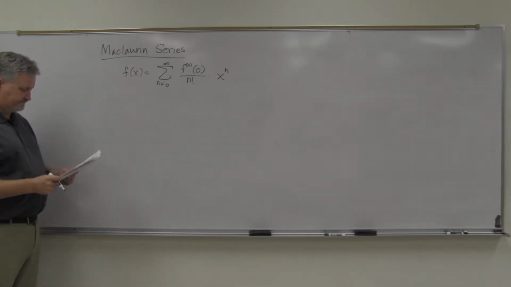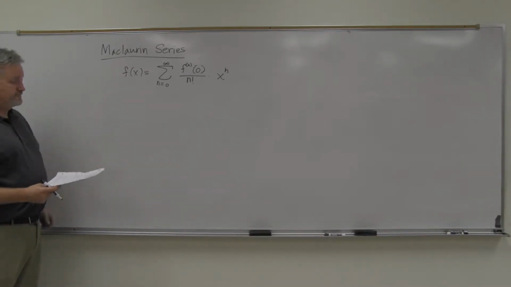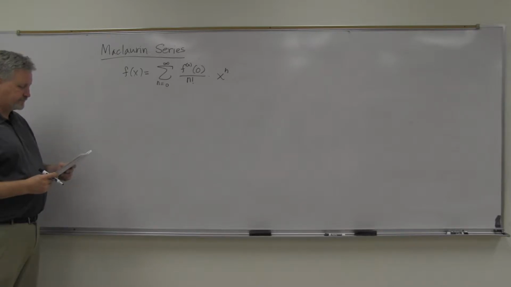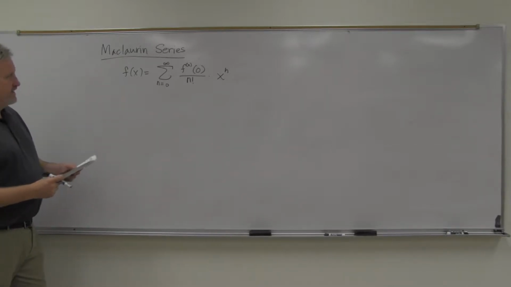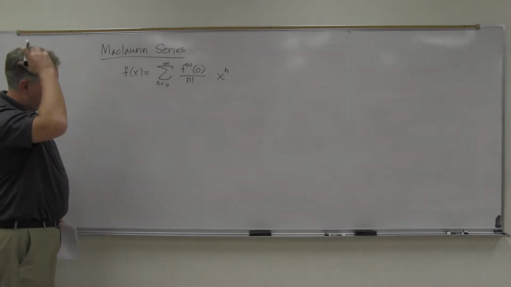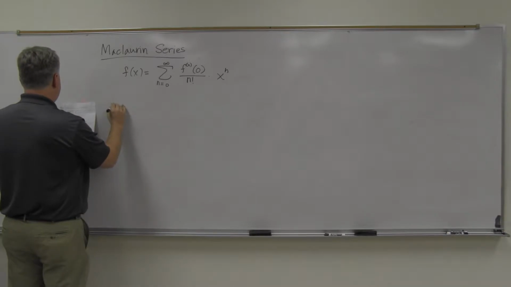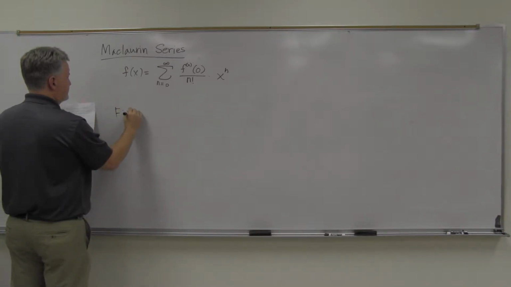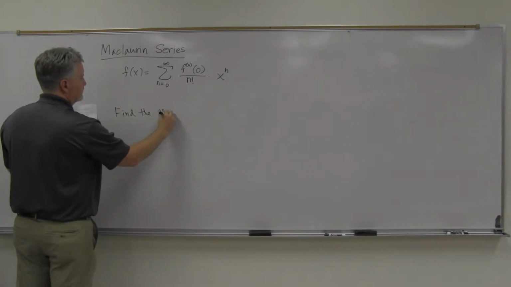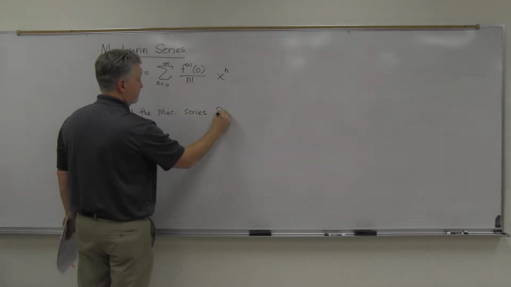That's the formula. So that is a little bit simpler, not a whole lot. The process is basically the same. Okay, so let's look at a few. All right, so let's find the Maclaurin series for f of x equals e to the x.